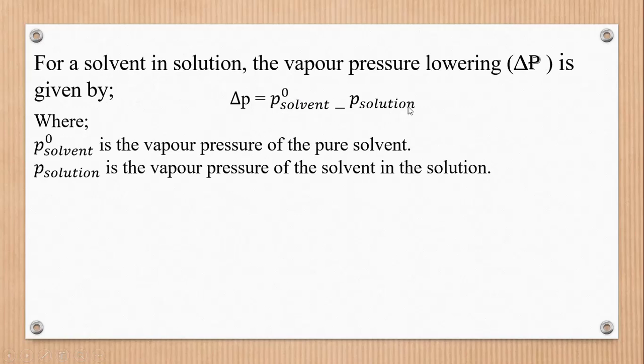This is because the vapor exerted by the solution is still the vapor exerted by the solvent in the solution. Only that the vapor will always be low because the solvent does not easily escape from the solution, since the surface of the solution has been covered by the non-volatile solute which has been dissolved in it. So we said P naught solvent is the vapor pressure of the pure solvent. Then P solution is the vapor pressure of the solvent in the solution.